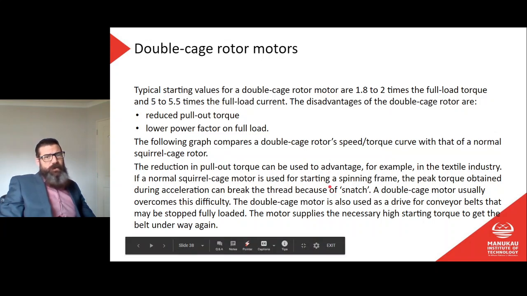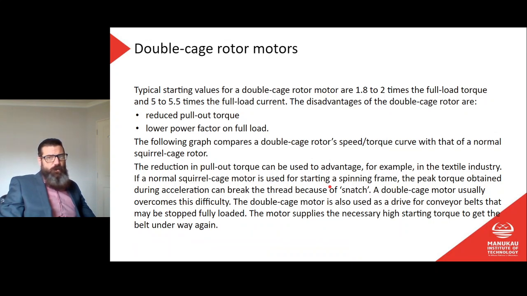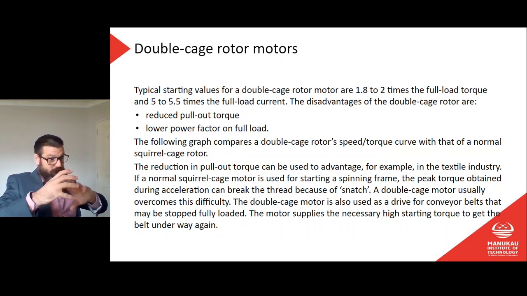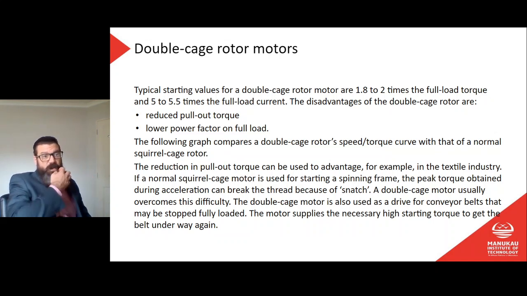The following graph compares a double cage rotor's speed and torque curve with that of a normal squirrel cage motor. The reduction in pull-out torque can be used to advantage, for example, in the textile industry. If a normal squirrel cage motor is used for starting a spinning frame, the peak torque obtained during acceleration can break the thread because of snatch. I've talked about that earlier, right? That's the mechanical load that goes on because we try to spin that motor up to speed immediately. A double cage motor usually overcomes this difficulty.